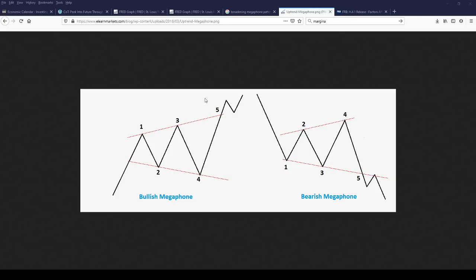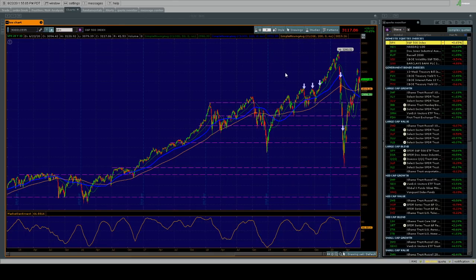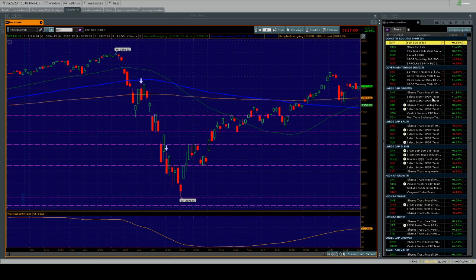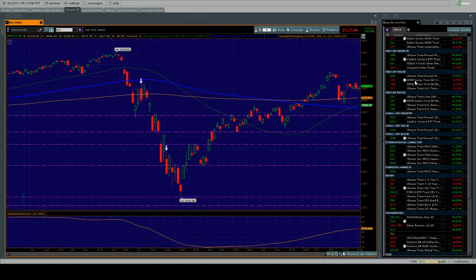Hopefully that helps. So let's go back and look at some charts and see what's going on before the South Korean data comes out, which is pretty soon. So let's go to, I know, we've got to look at the dollar index.